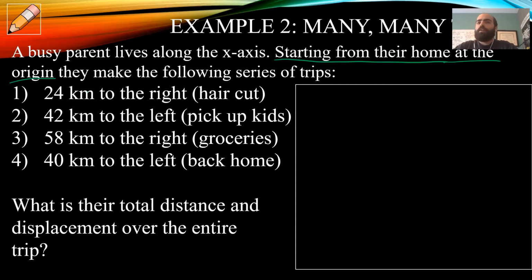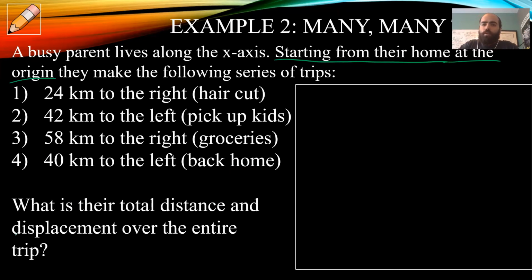trips. They're going to go 24 kilometers to the right to get a haircut. Then they're going to go 42 kilometers to the left to pick up their kids. From there, they're going to go 58 kilometers to the right to get some groceries. And then they're going to go 40 kilometers to the left to get back home. And we're concerned with the total distance and the total displacement over the entire trip.